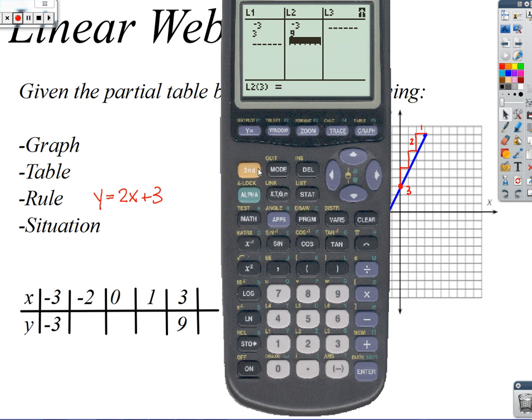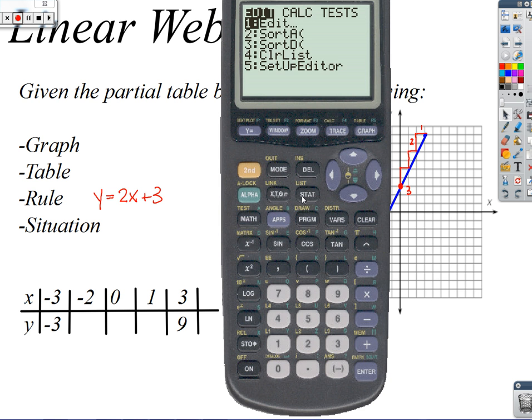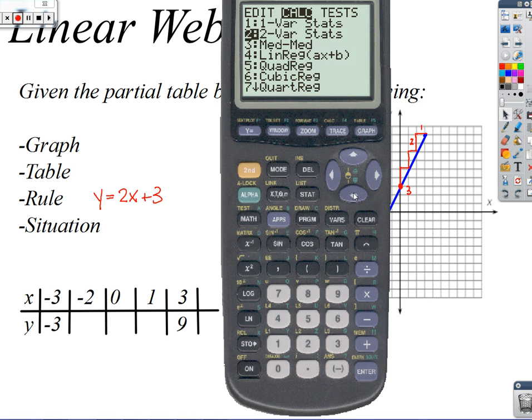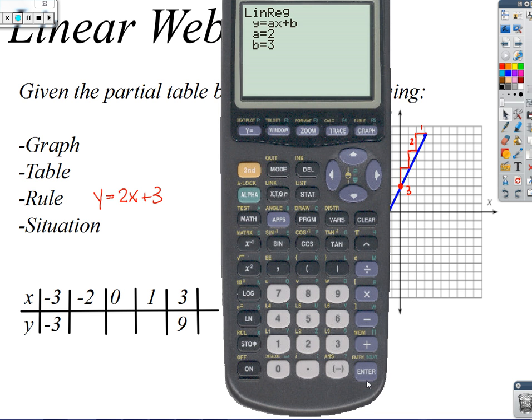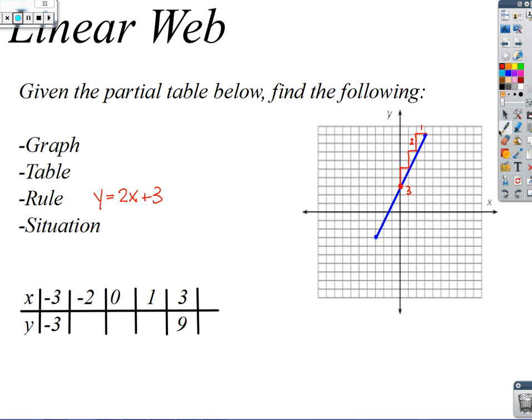Quit, so second, quit. Stat again. Calculate linear regression. Enter. And it gives me y equals ax plus b instead of mx plus b, but a is 2, b is 3, which is already the information that I found here. Slope is 2, y-intercept is 3. Okay. Fill in the rest of the table. So what is that? -4 plus 3 is -1, 3, and 5.